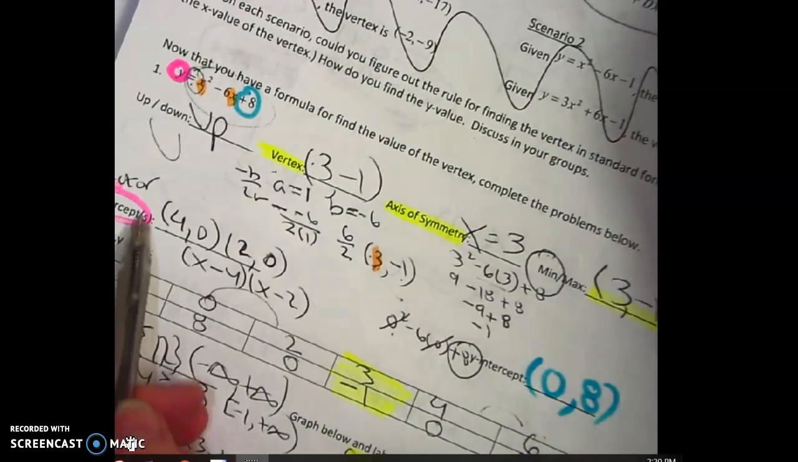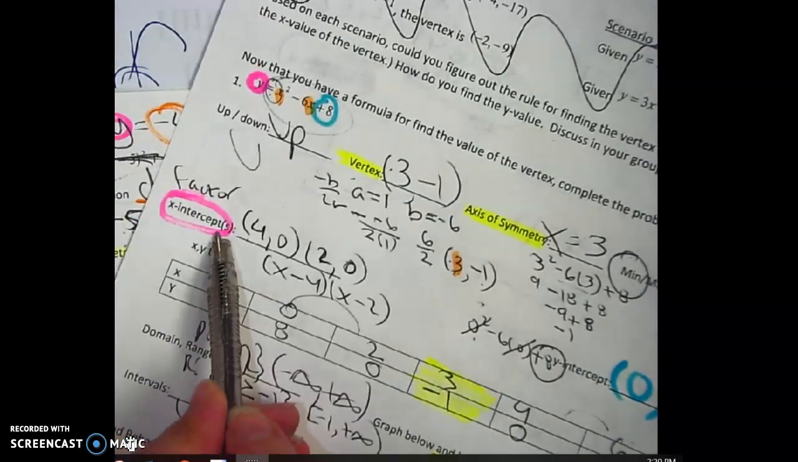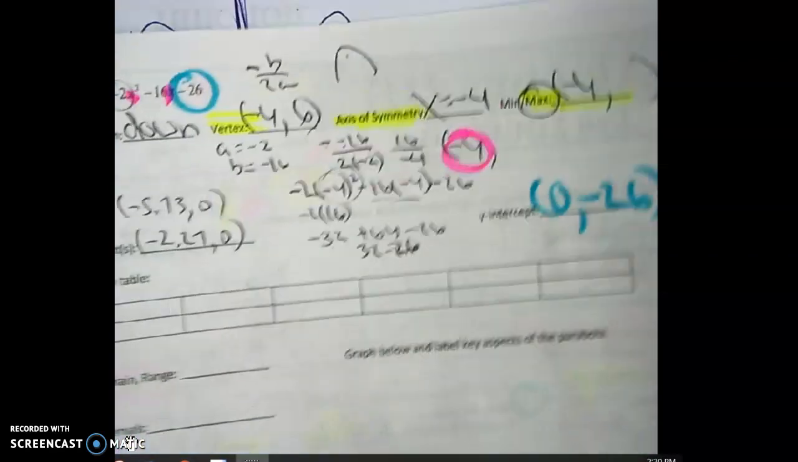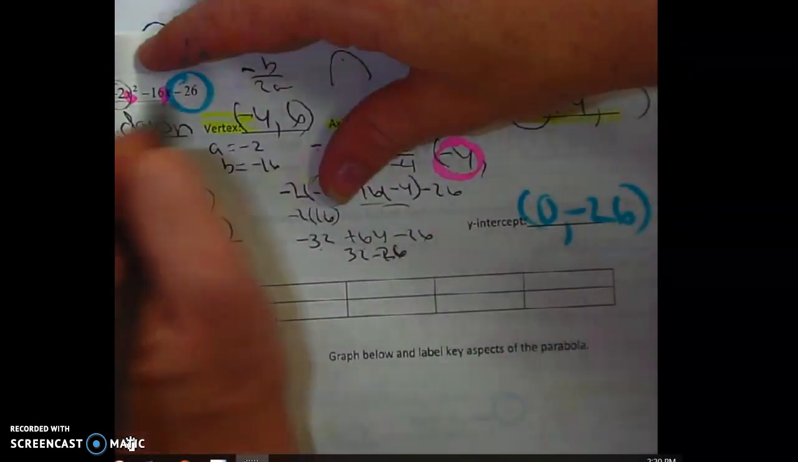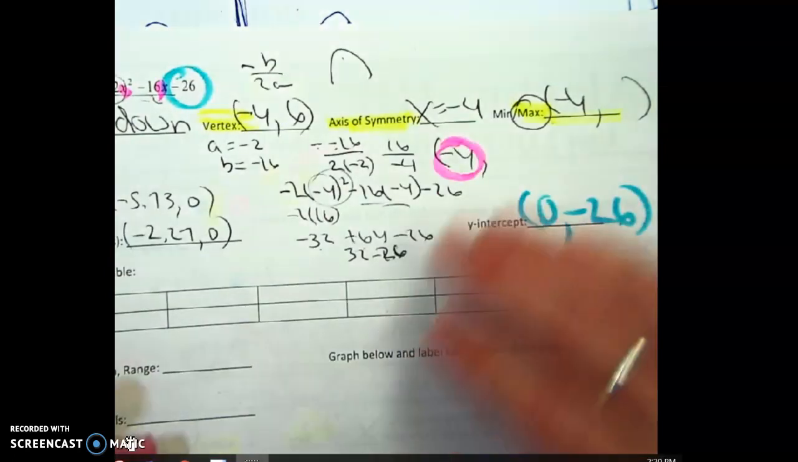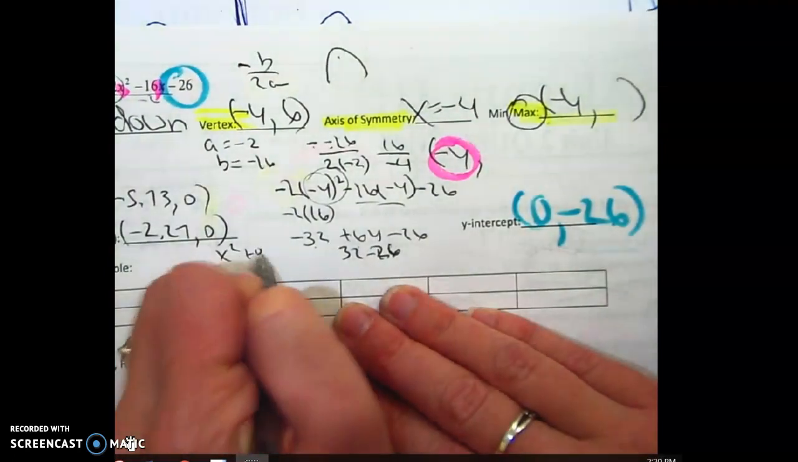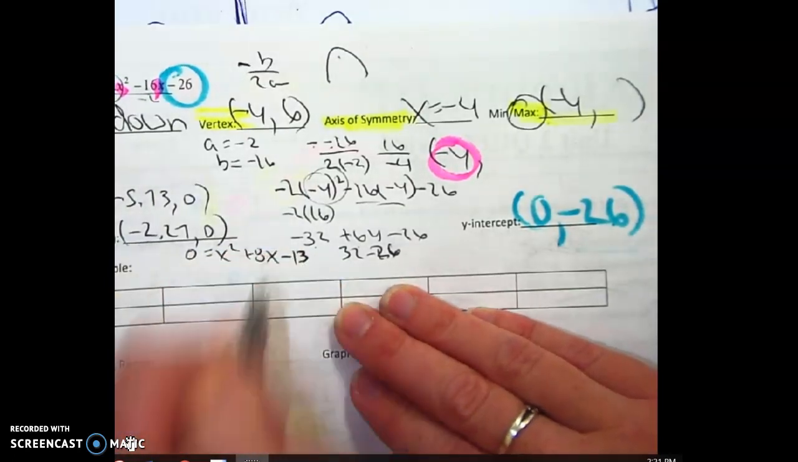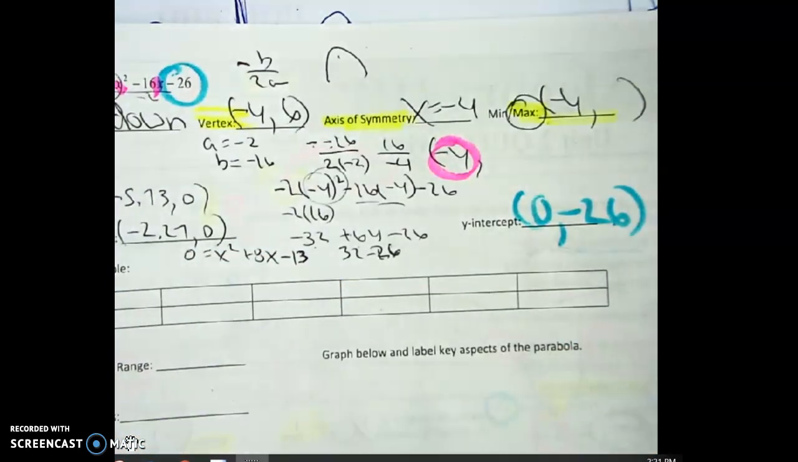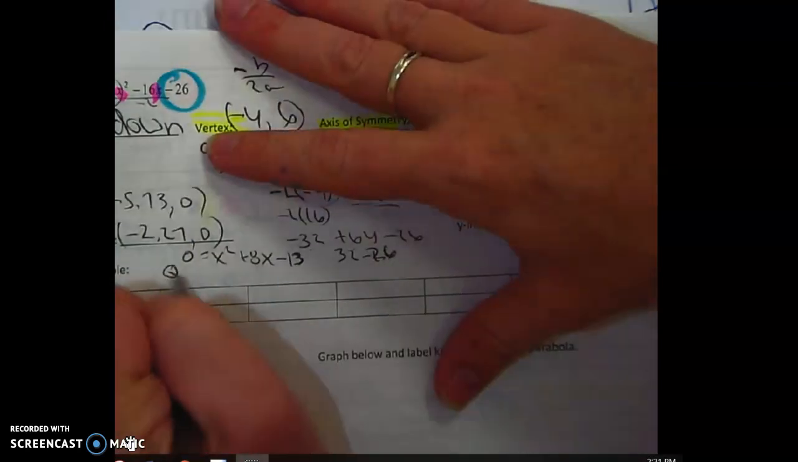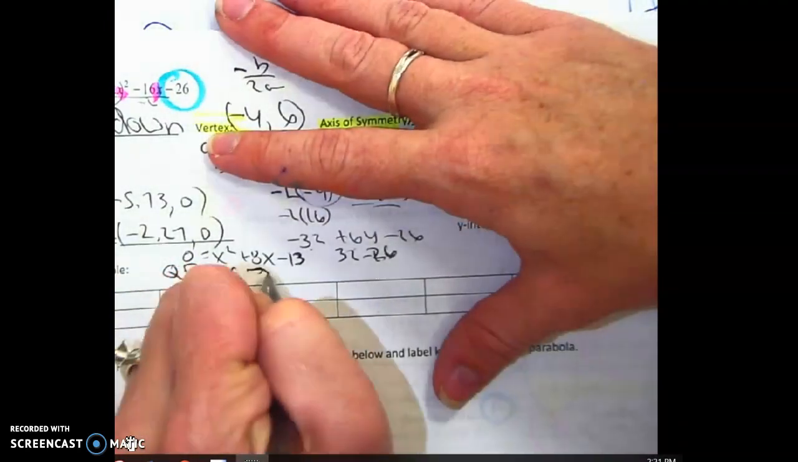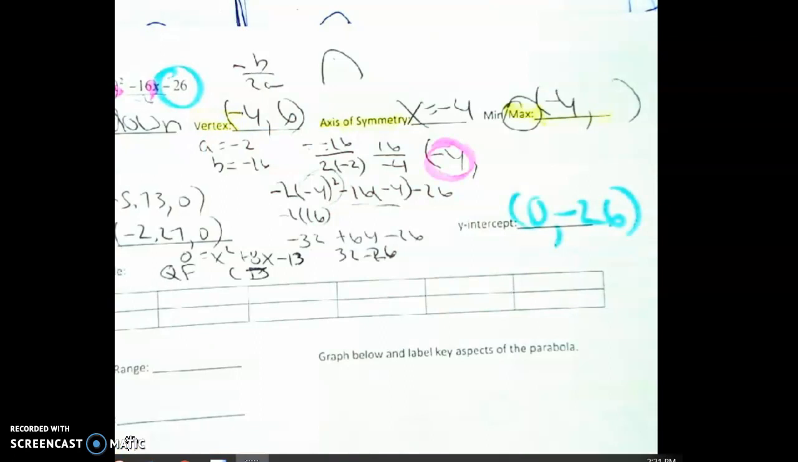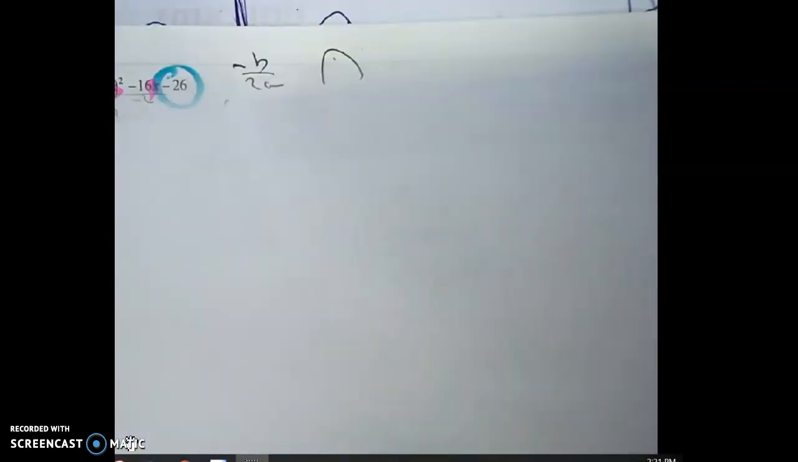Now, I want to go to the previous problem. Remember when I said for the x-intercepts, you should factor? But the problem is, when I divided this by -2, I get x squared plus 8x minus 13 equals 0, I can't factor it. So I have two choices. I either have to do the quadratic formula or complete the square. So I will show you both so you can see.